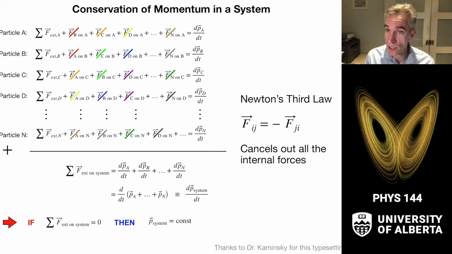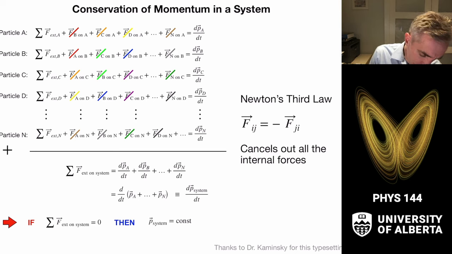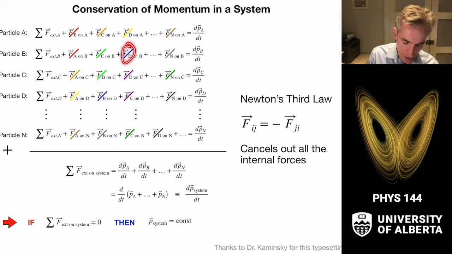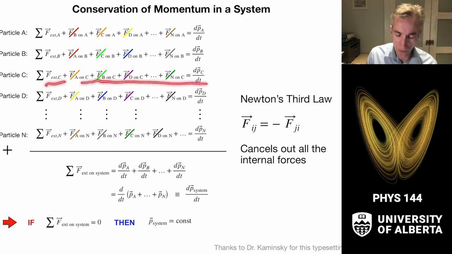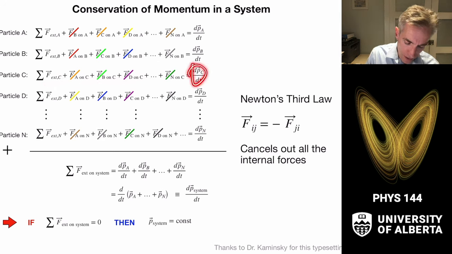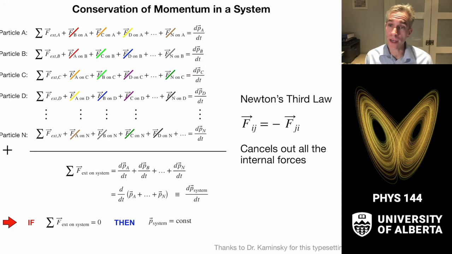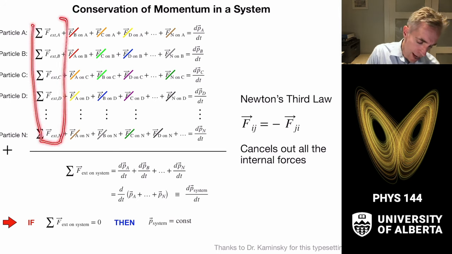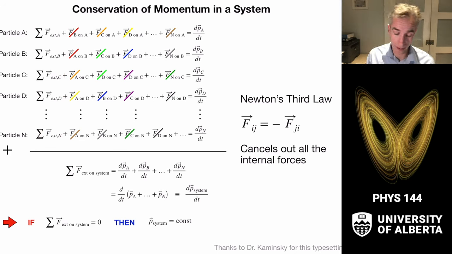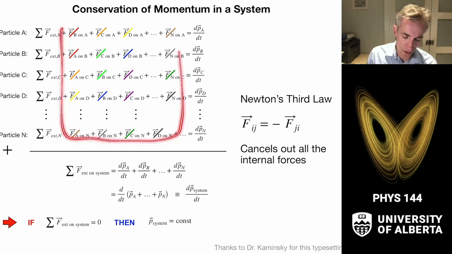that's going to lead to the change in momentum for particle A. Particle B feels some external forces, plus the force of particle A on B, plus the force of particle C on B, plus D, etc. And then particle C feels a similar set of forces from everything, leading to its change in momentum. So we get this big giant matrix of forces that consists of two parts: the external forces that are acting on the system, and then all of these internal forces.